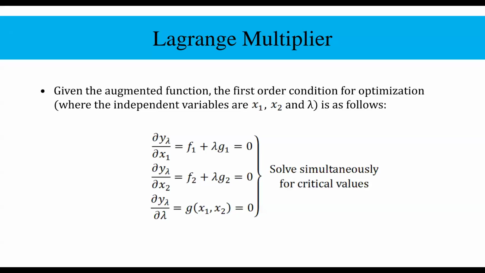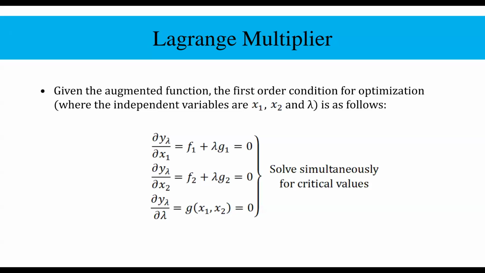Okay. Now, when you set up the augmented function, what you do then is the partial derivatives, right? You're going to do the first partial derivatives with respect to x1, with respect to x2, and with respect to lambda, and set all of them equal to 0. Then solve them simultaneously to find the critical values. That's how that is done.